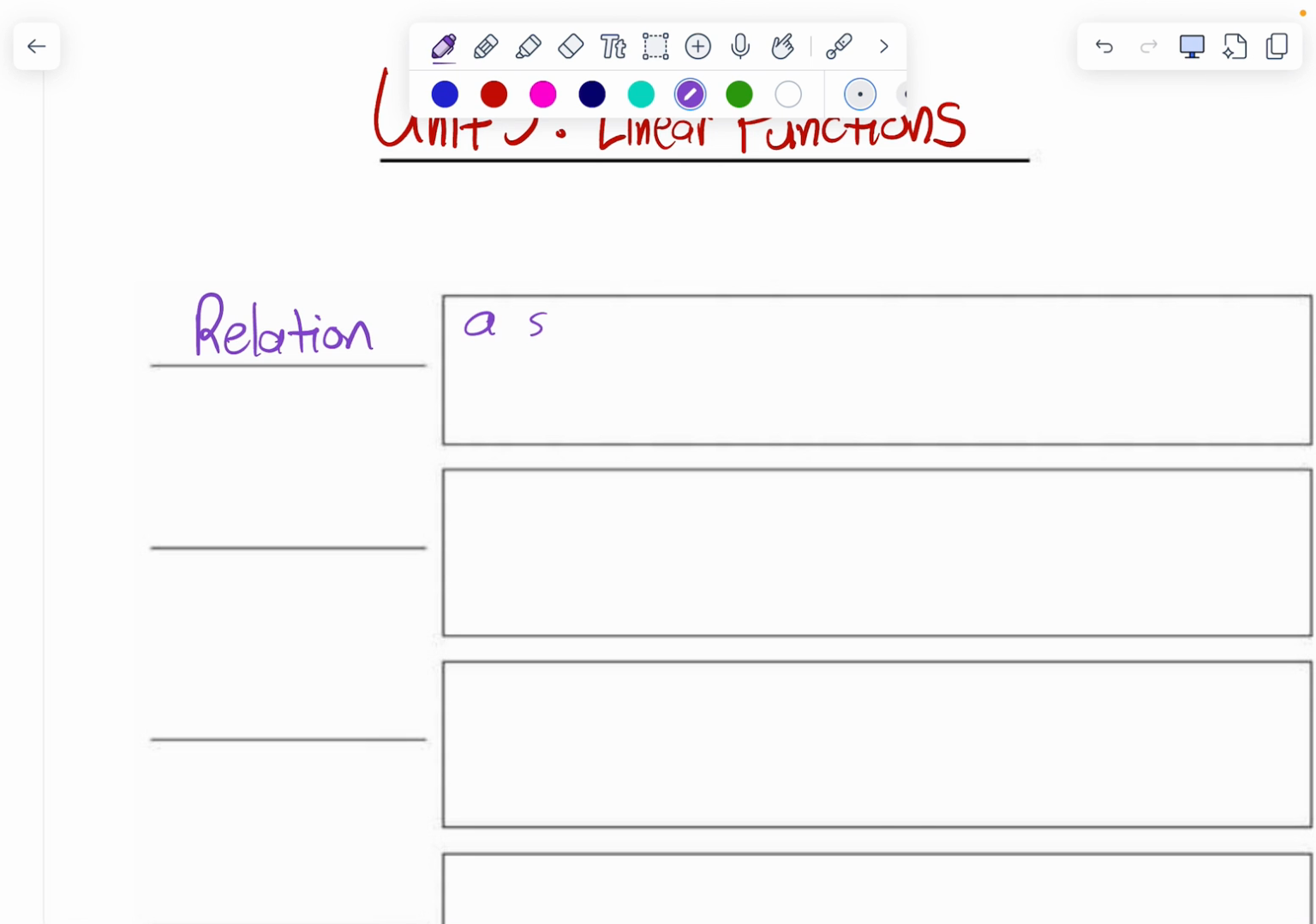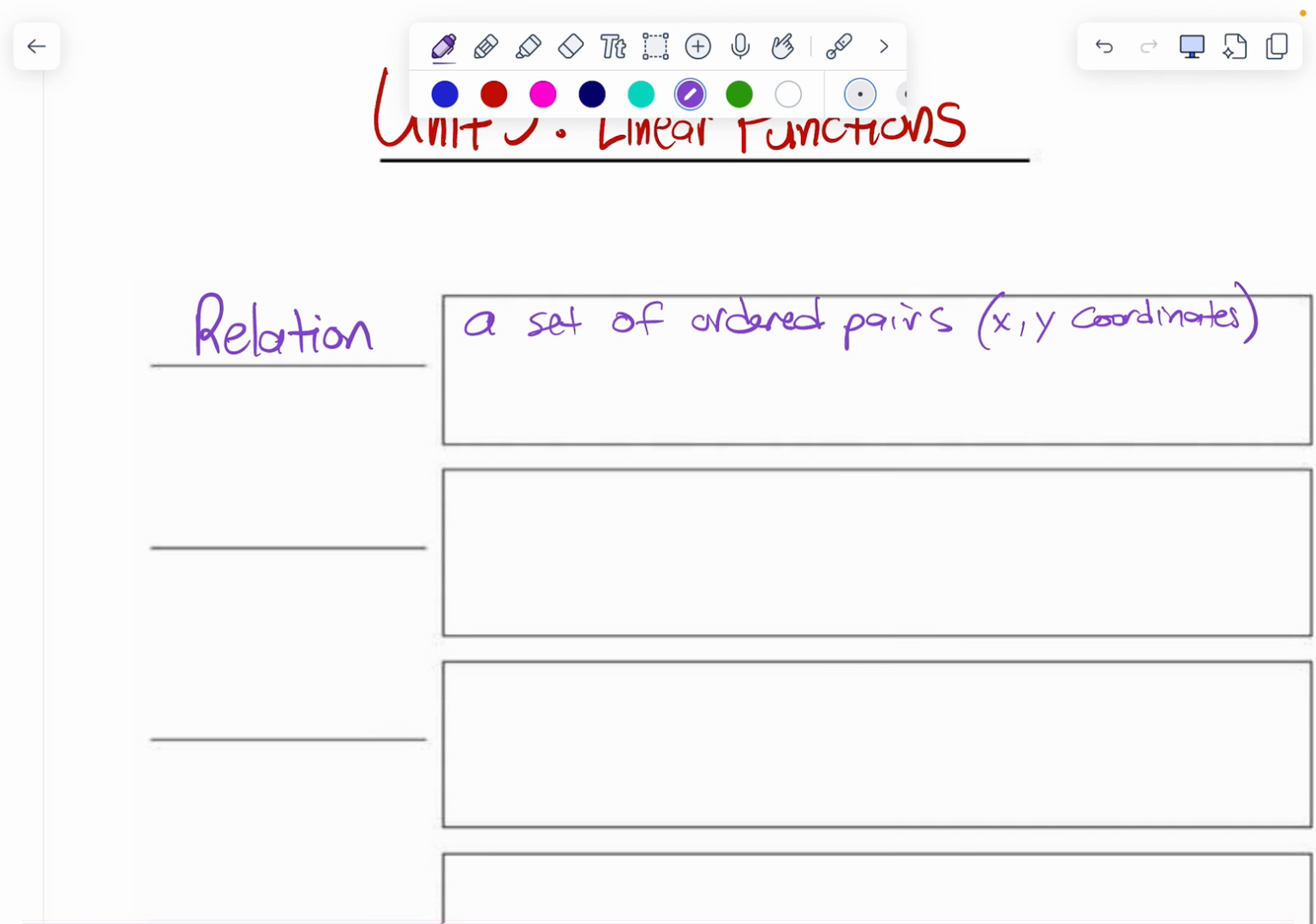So this is just a set of ordered pairs. Ordered pairs are just x and y coordinates, which we've been doing a lot with, right?